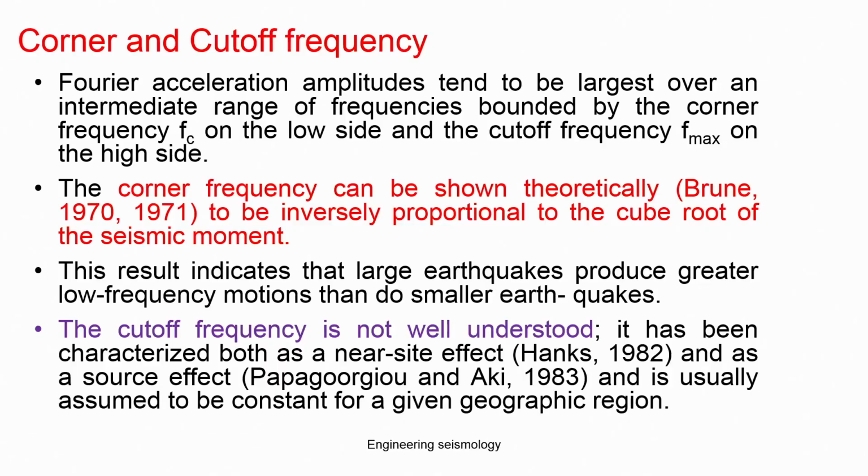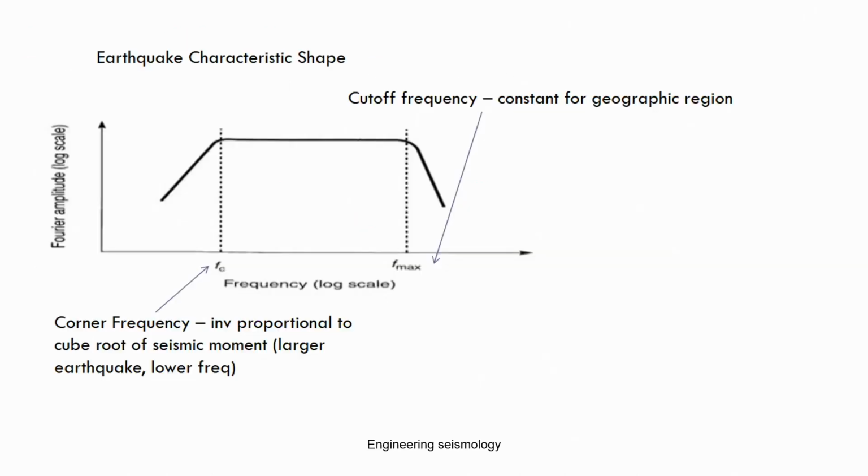We have seen that the corner frequency is basically inversely proportional to the cube root of the seismic moment. The seismic moment is a function of the magnitude, so depending upon the magnitude of the earthquake, the corner frequency keeps changing. So, this is the corner frequency, which is inversely proportional to the cube root of the seismic moment. And this is the cutoff frequency.